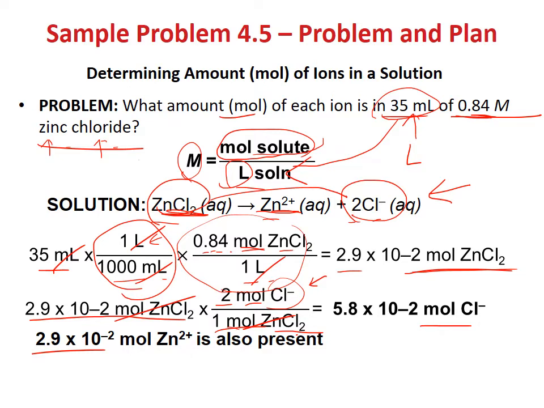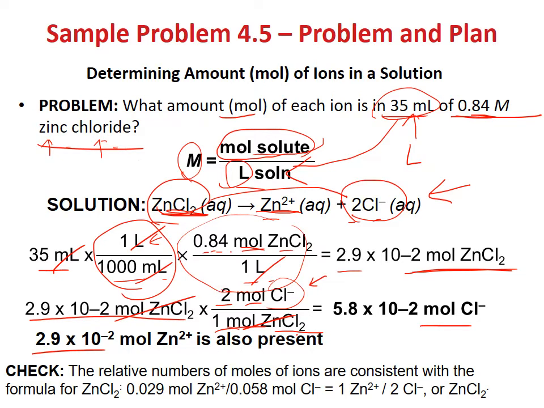Now, in the last step, we should check if the calculation is correct. And basically, you just look at the ions. So you have zinc 0.029 and the chloride 0.058. So the ratio is 1 to 2, which is consistent with the formula zinc chloride.